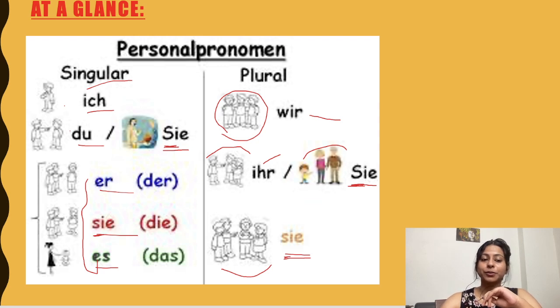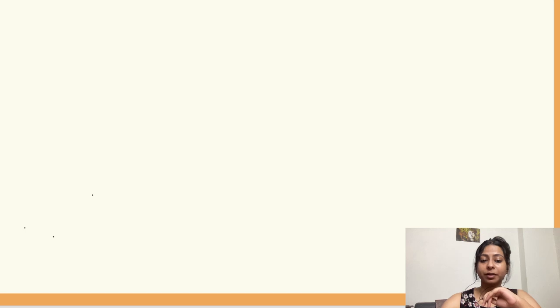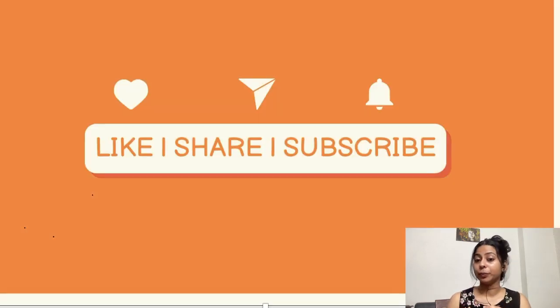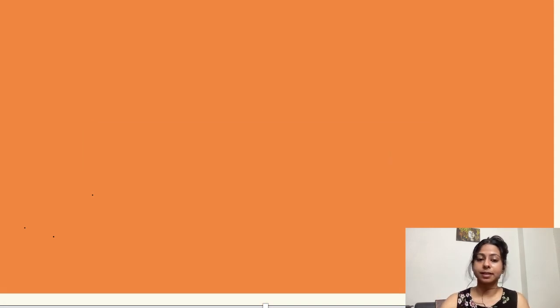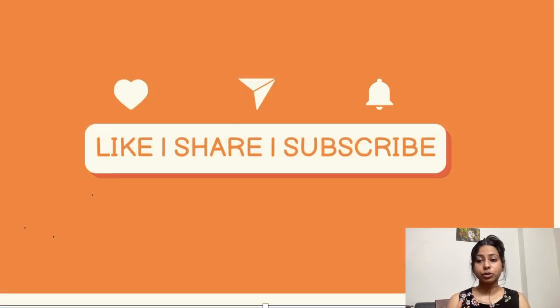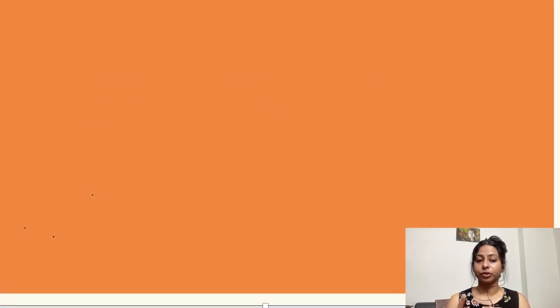So I hope this was clear and it was fun, because these are very important when you make a sentence. When you would be making a sentence, these pronouns would be very useful, very important to use.